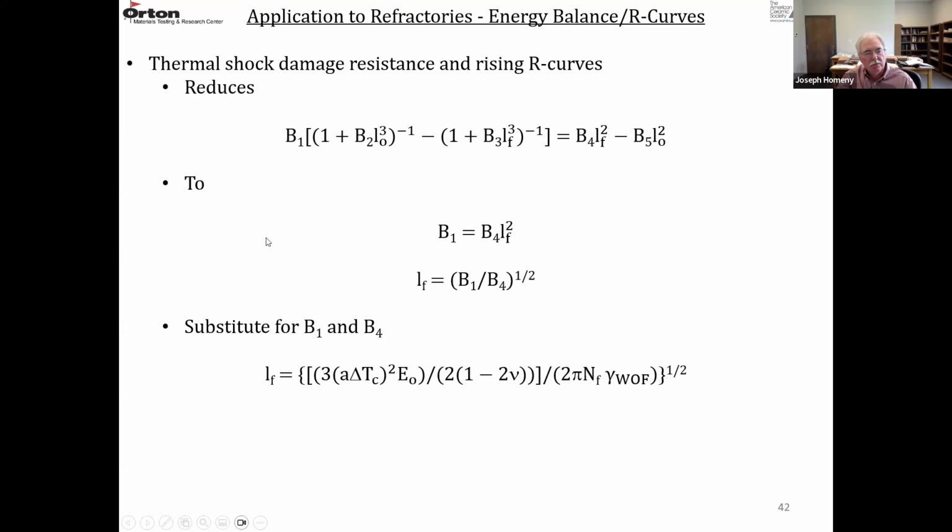After you account for which terms drop out, the equation becomes this equation here. And then the final crack length is just B1 over B4, to the 1/2 power. And we substitute back in for B1 and B4. And now we have an equation for the final crack length where we have incorporated this work of fracture energy.